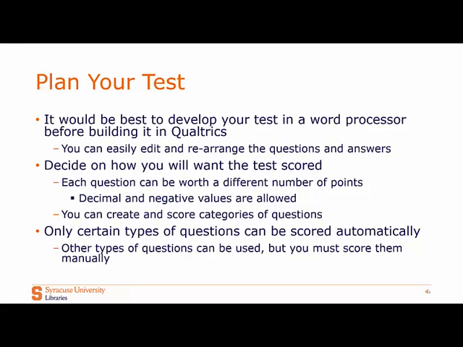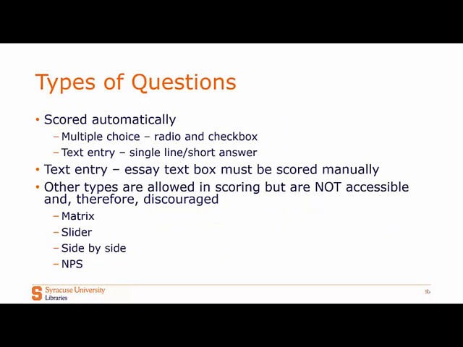Thing is, only certain types of questions in Qualtrics can be scored automatically. Other types of questions can be used, but you must score them manually. Some of the types of questions that can be scored automatically are multiple choice, using either radio buttons or checkboxes, as well as text entry boxes for single-line short answer questions, say a short phrase, somebody's name, the name of a place, etc.